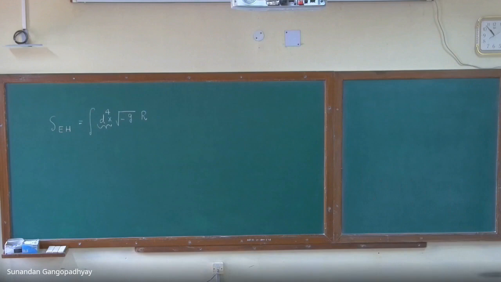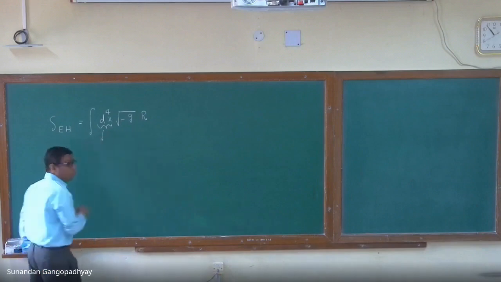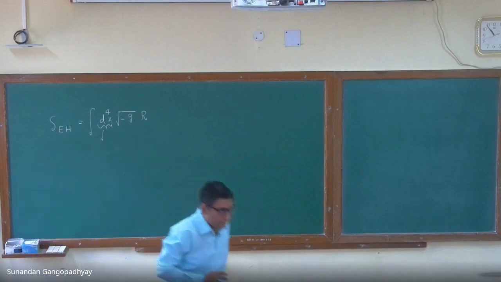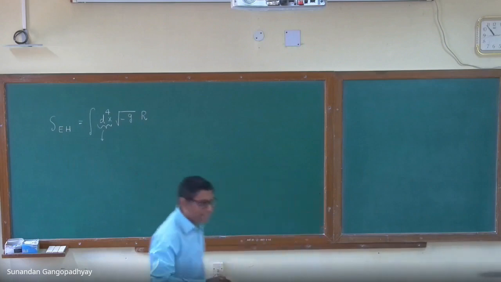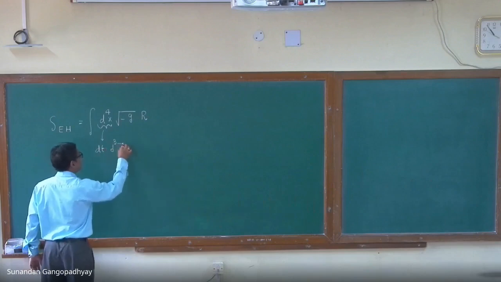Root minus g R, that is the Lagrangian. Are you sure? You are almost right. I would not say that you are totally correct. If you split d4x into the time part and the space part, then the last part, root minus g R, is the Lagrangian density.